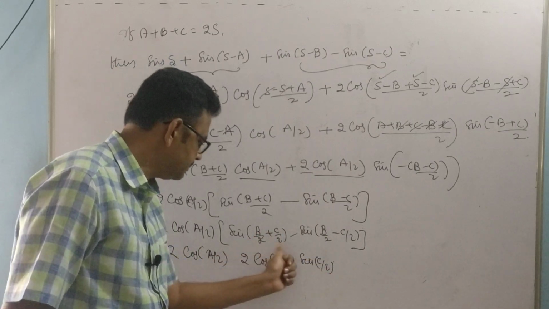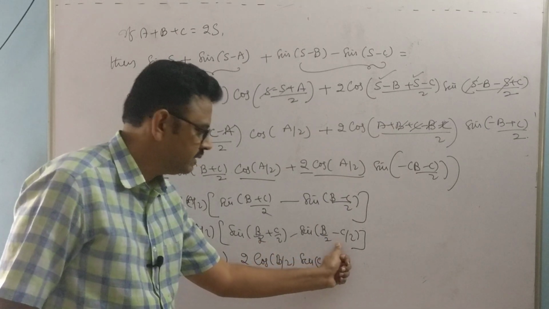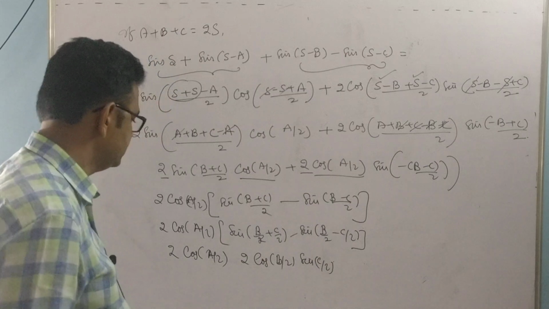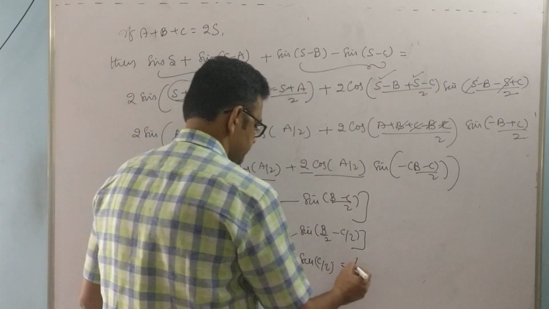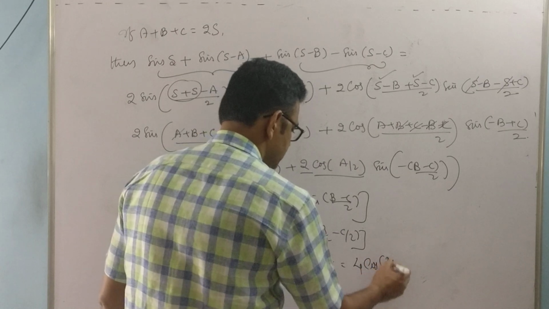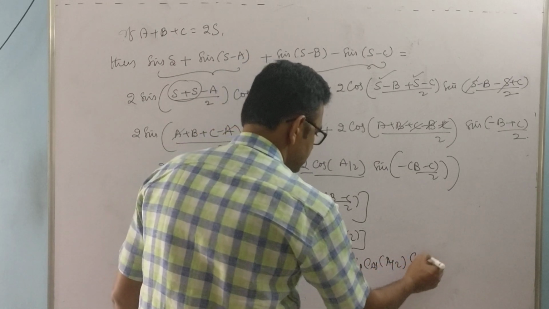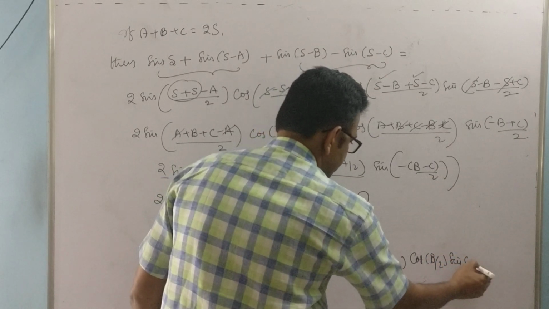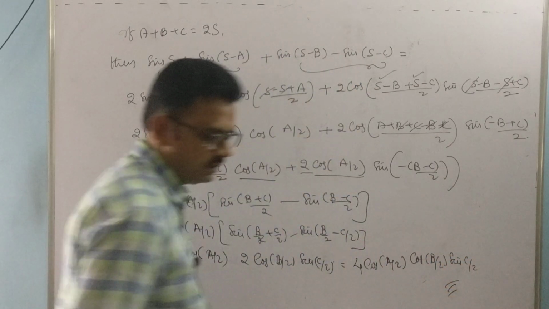Otherwise, you write the expansion of the first one and the expansion of the second one. Two terms get cancelled. You get this result. So that is equal to 4 cos a by 2 cos b by 2 into sin c by 2. So this is the answer.